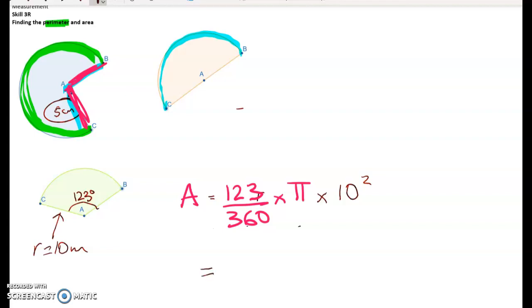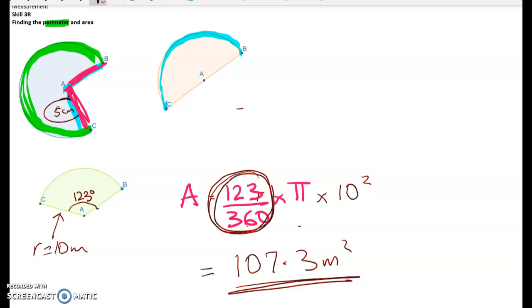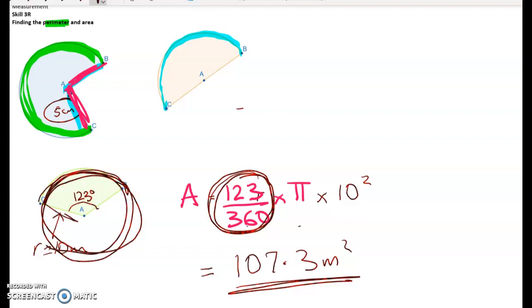Okay, let's go through all of that. Chuck that into your calculator, and I got out 107.3 meters squared. So there we go, that's that one. And to do the perimeter, as usual, it's going to be this fraction of the whole circumference, plus this side and this side.